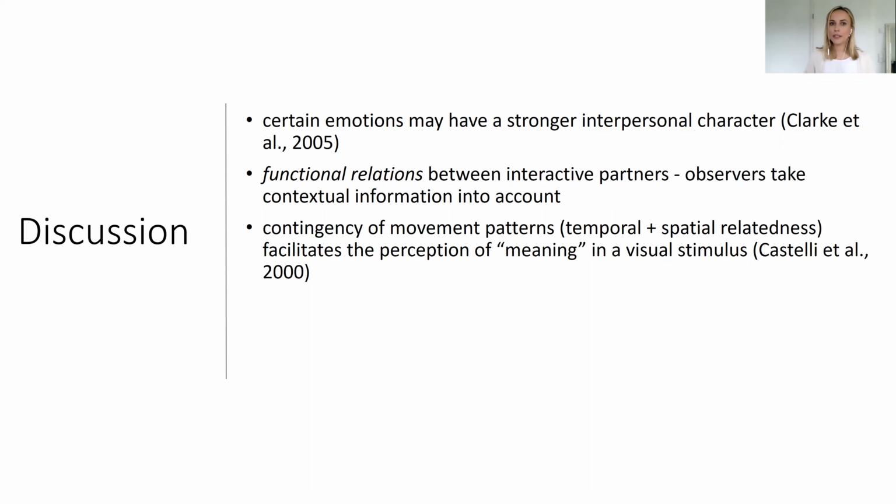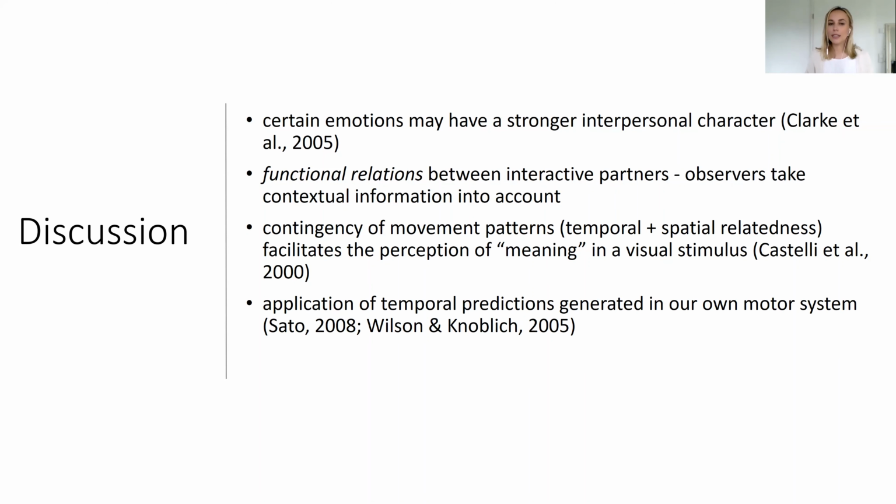Research has also shown that contingency of movement patterns, that is the temporal and spatial relatedness of these movements, facilitates the perception of meaning in a visual stimulus, which suits very well with our results that show that contingency of movement patterns facilitates recognition of the stimulus. It is thought that we apply temporal predictions that are generated online in our own motor system in order to explain what we are seeing and in order to predict what we are seeing as well.